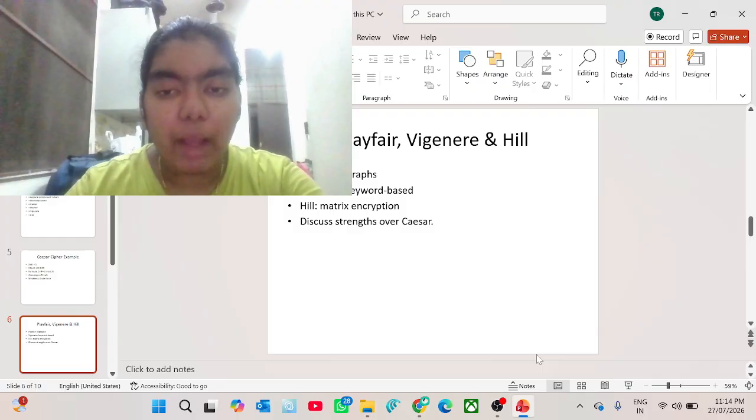Now let's look at some advanced substitution ciphers. The Playfair cipher encrypts two letters at a time using a 5 by 5 matrix created from a keyword. It is more secure than the Caesar cipher. Second is the Vigenere cipher. The Vigenere cipher uses a keyword instead of a single shift. Since different letters are shifted differently, it is more difficult to break. The Hill cipher uses matrix multiplication to encrypt blocks of letters. It is based on linear algebra and provides better security than simple substitution methods. These techniques were important milestones in the development of cryptography.